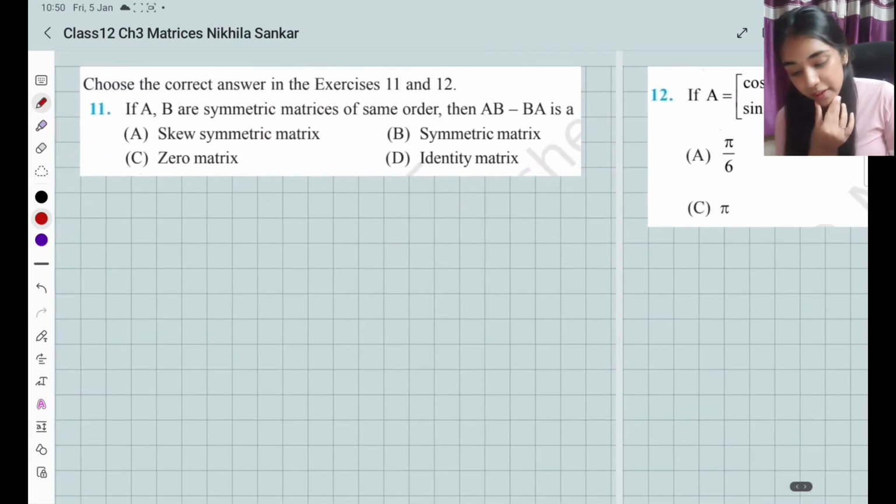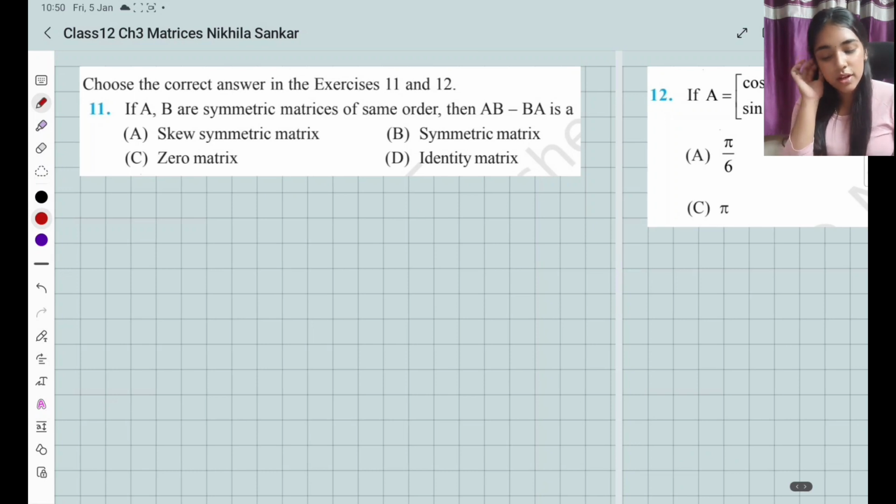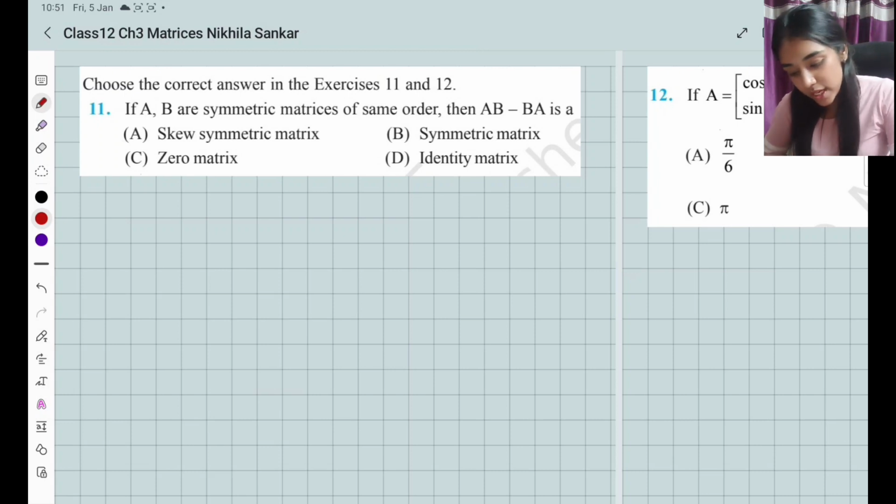Question number 11. If A and B are symmetric matrices of the same order, then AB minus BA. Okay, so it is given that A and B are symmetric matrices. So what does that mean? I have A transpose equals A and B transpose equals B.